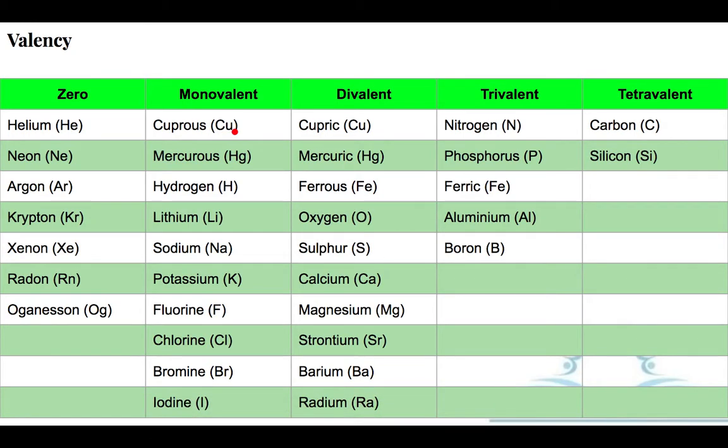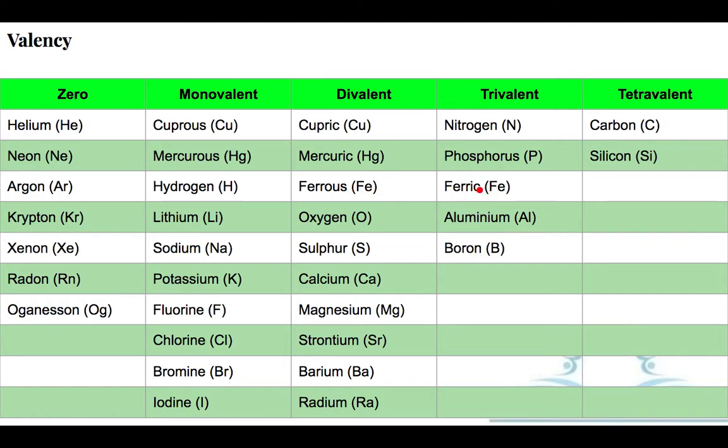And here, if you remember, this is variable valency. Copper having valency one is called cuprous, and copper having valency two is called cupric. Here is one clue I want to share with you: if the valency is less, you add the suffix OUS, and if the valency is more, you add the suffix IC. For example, mercurous and mercuric. Mercurous is valency 1, mercuric is valency 2. Less valency is OUS, and more valency is IC.